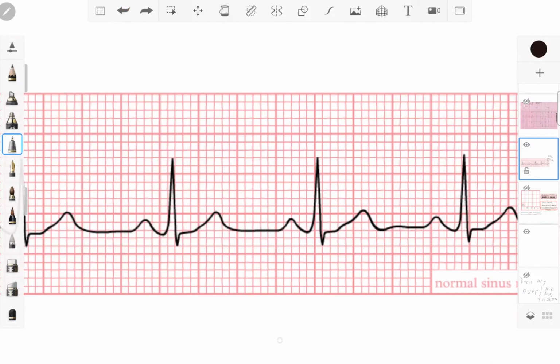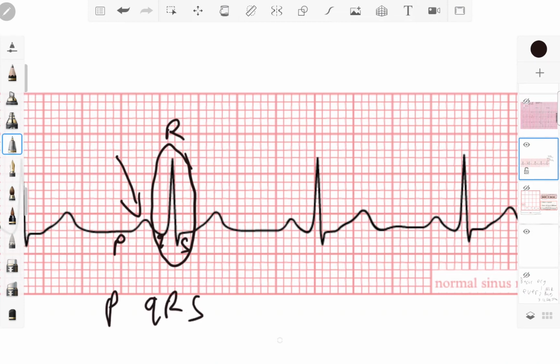So what is important to know as someone who doesn't know anything about ECGs and wants to learn to read ECGs? This wave is called the P wave. Then you have this big segment over here. The first negative wave is the QRS. So you have your P, you have your QRS, and then you have your T wave. So these represent phases of the heart.